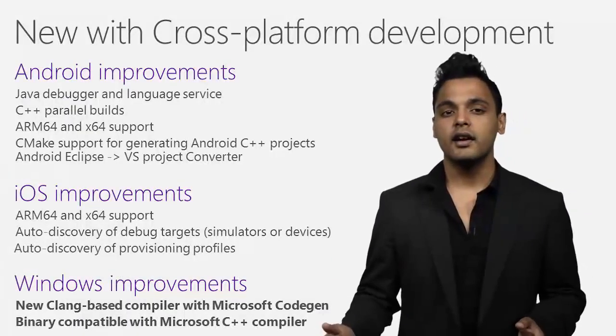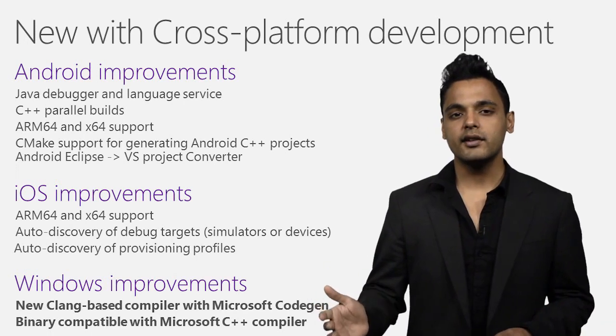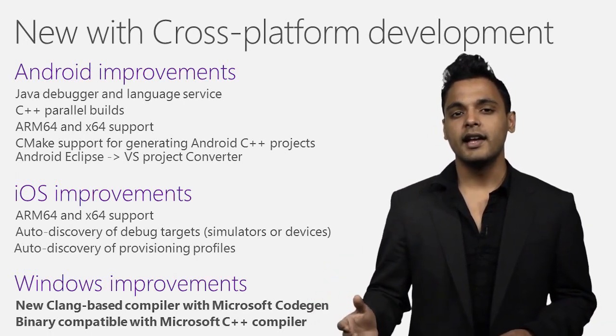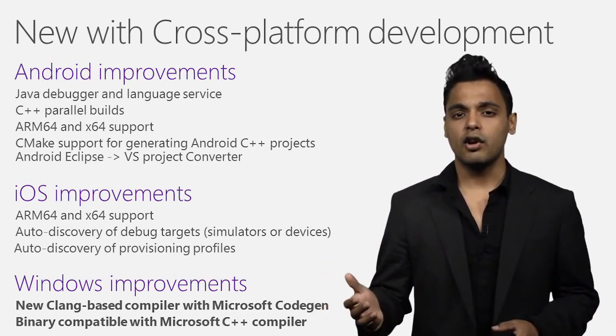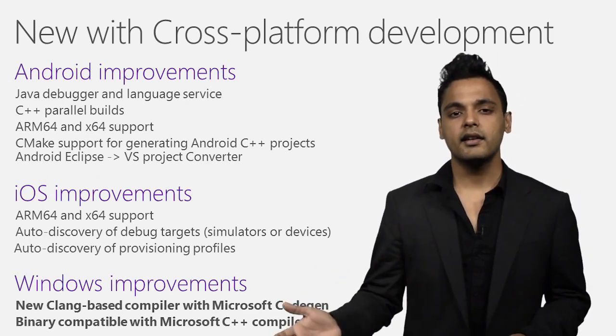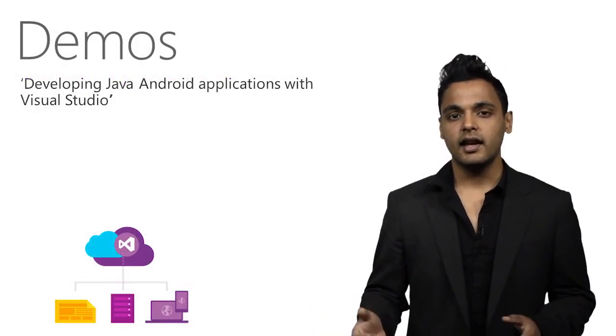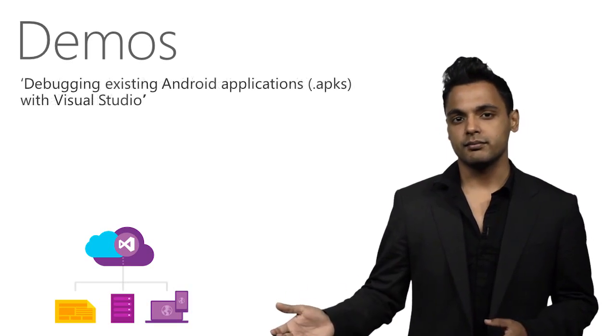Lastly, on the Windows front, a new Clang-based compiler with the Microsoft Code Generation C2 compiler has been introduced for building your cross-platform C++ code across applications. Next, I'm going to go into some demos.